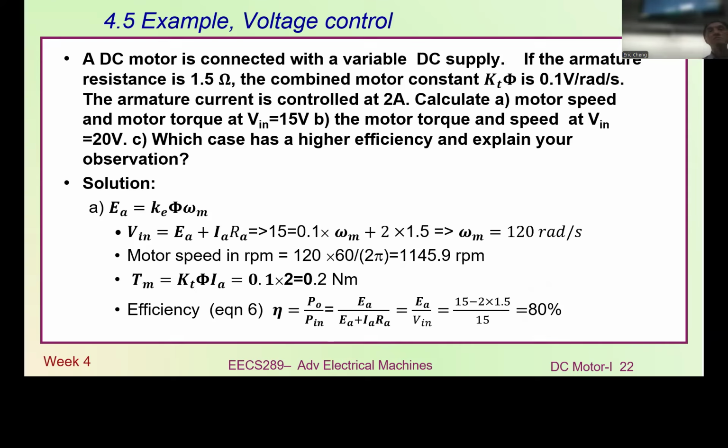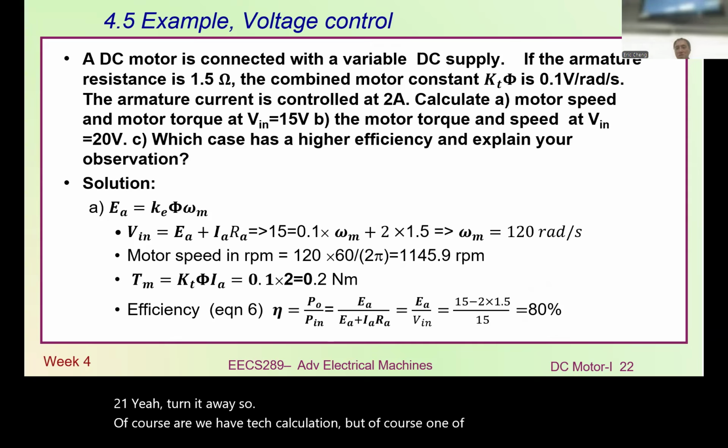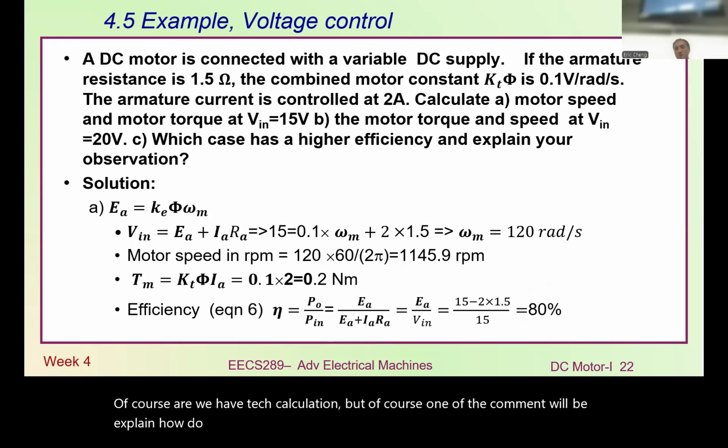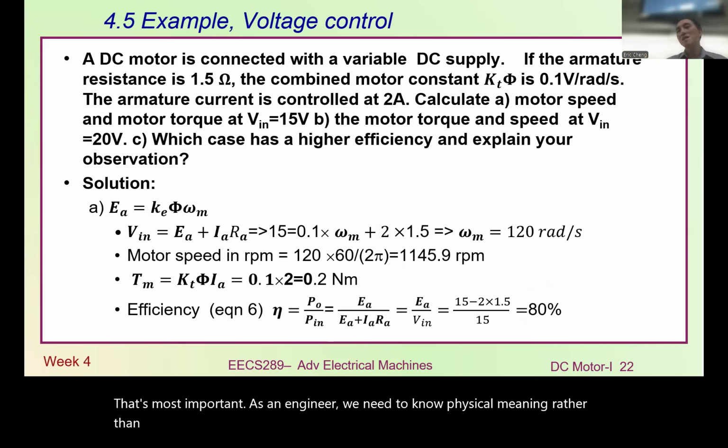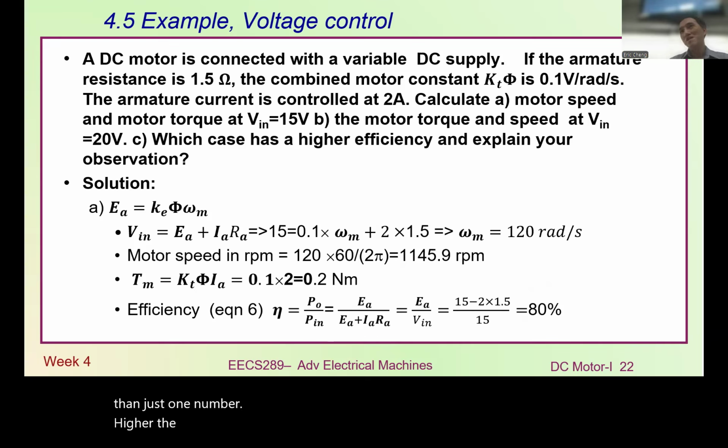Twenty-one, and higher, yeah, 21 higher, 85%. Yeah. Of course, we have that calculation, but one of the comments will be to explain how you see that observation. What's the physical meaning of that? That's most important. As an engineer, we need to know the physical meaning rather than just the numbers. So with higher voltage, why do we have high efficiency? Why?